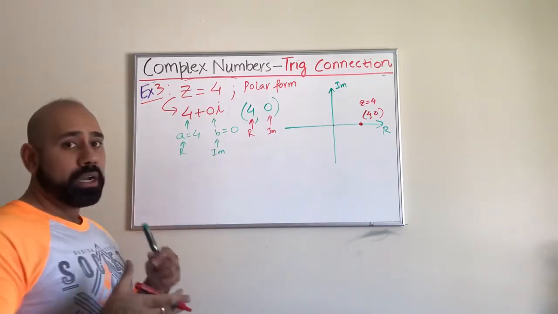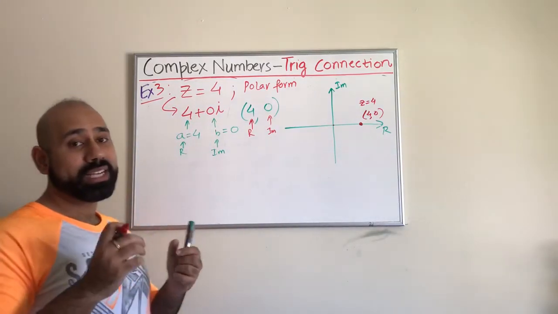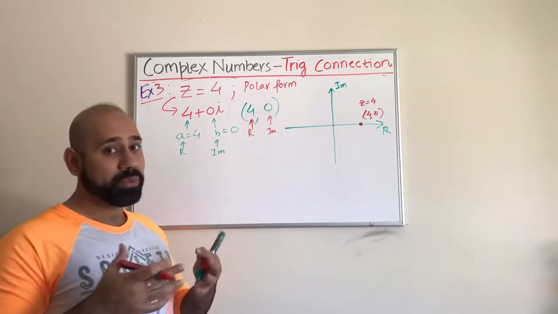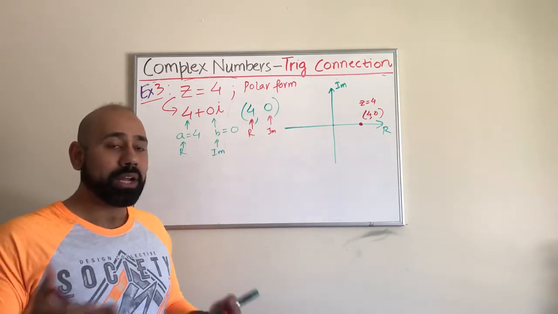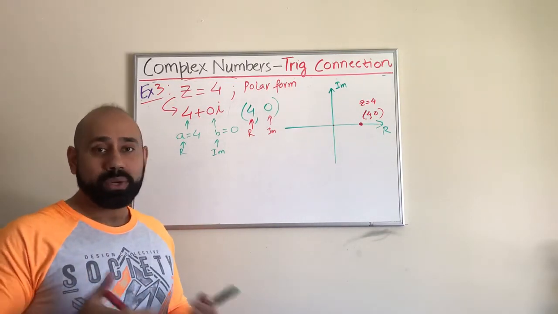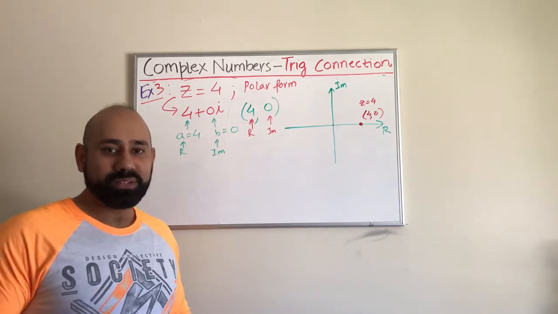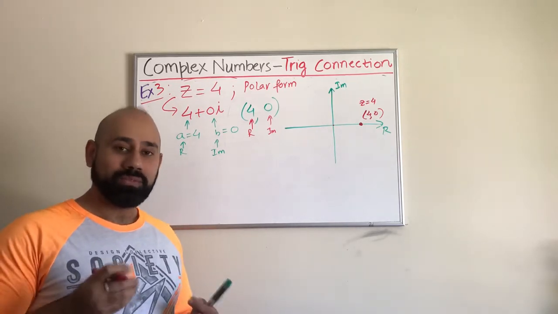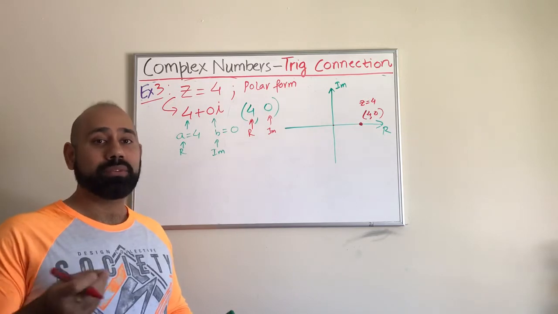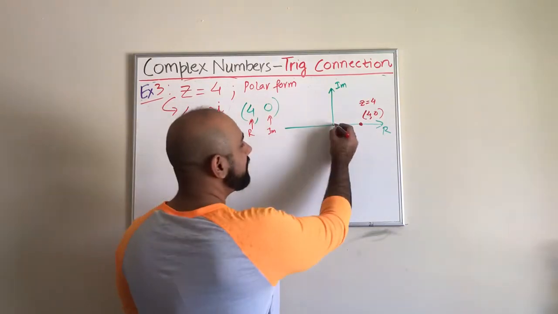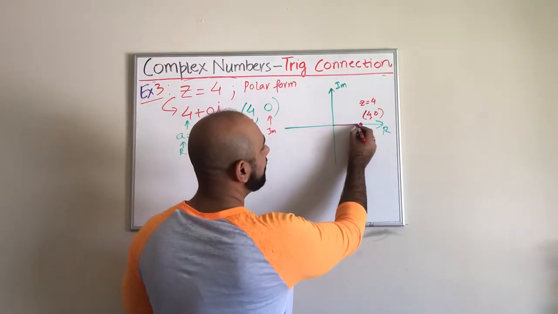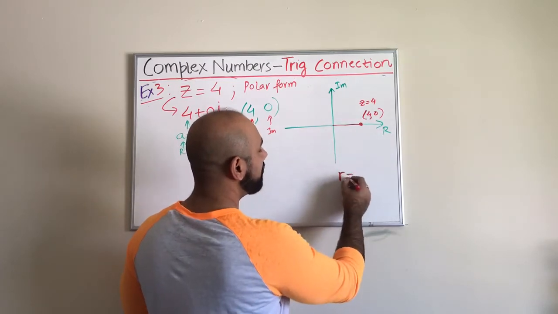We need the value for r. How far is the complex number from the origin? That is what r stands for, the absolute value of the complex number. But what is the definition of the absolute value? It is simply the distance of that complex number from the origin. In this case, what is the distance from the origin? The distance from the origin is simply 4 units. So that means r is going to be 4.